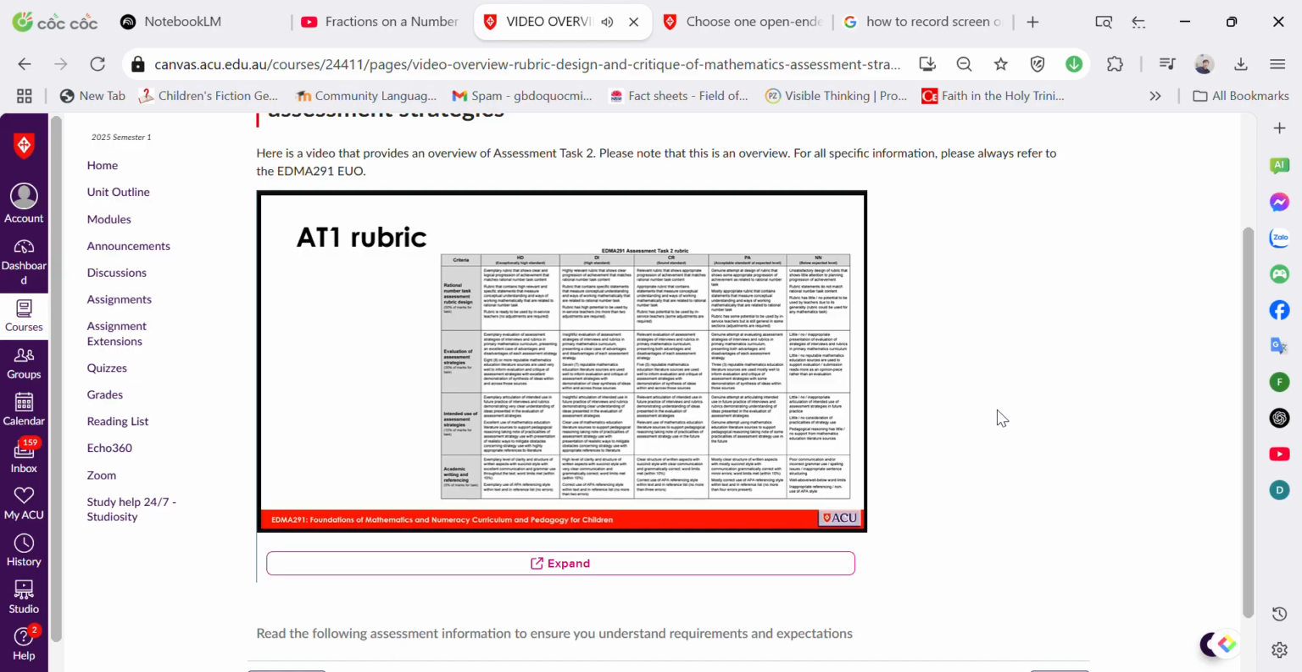We're also going to be assessing your ability to evaluate those 2 assessment strategies that I've mentioned so far, which is the use of assessment interviews in mathematics and rubrics. And we're going to see how well you can use mathematics education sources to inform your critique of those particular strategies.